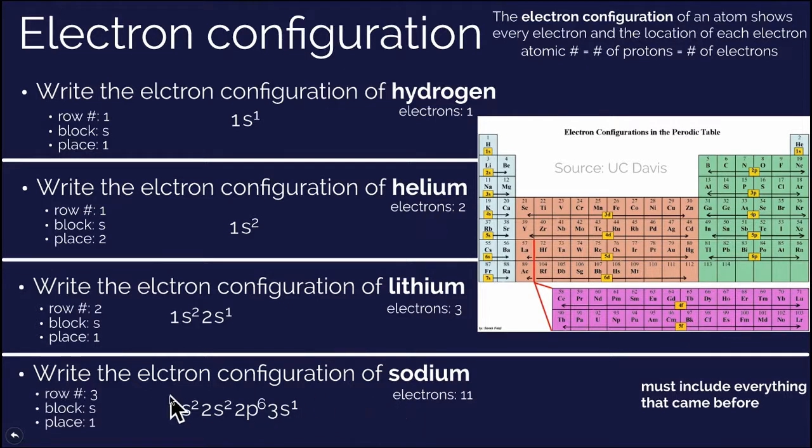And if you go through and you count them all up, if you count up all the superscripts, you get 2 plus 2 plus 6 plus 1. Total, that will be 11. So we are showing every electron that is contained within sodium.